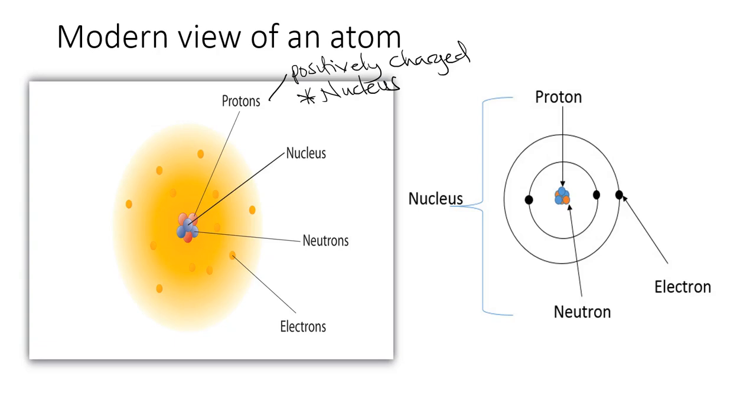Then we have neutrons. Neutrons have no charge. They are also found in the nucleus of an atom. Then we have electrons. Electrons are negatively charged, and they are found in what we call energy levels or electron shells.